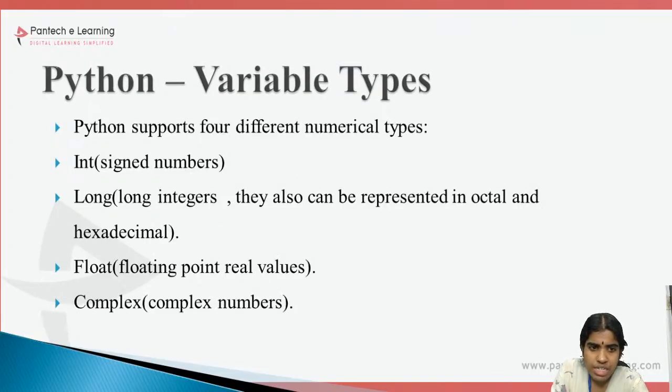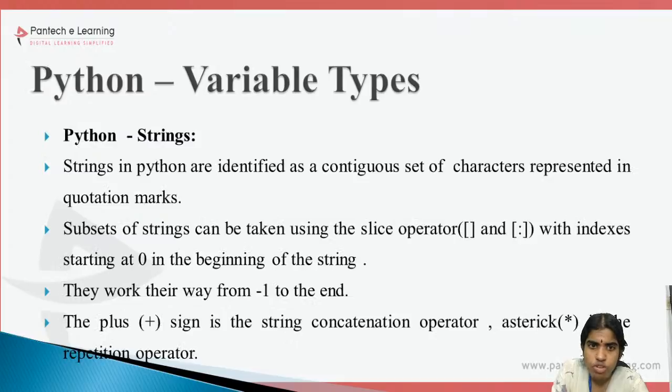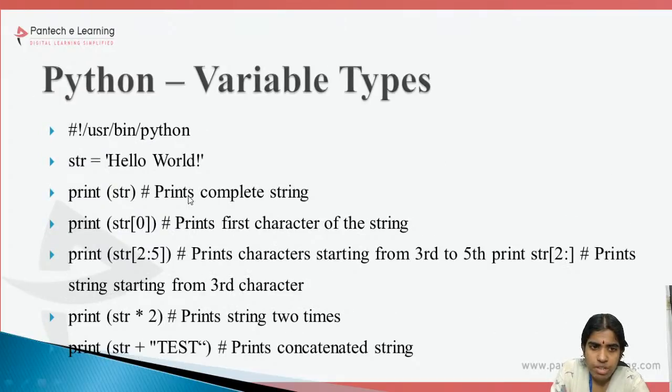You can have different types of variables. For example, this is a string variable. String types are enclosed within double quotes or single quotes. For example, I am storing hello world, enclosed within single quotes or double quotes. I am printing this string at the output. Whatever is typed within the single or double quotes is going to be printed at the output.